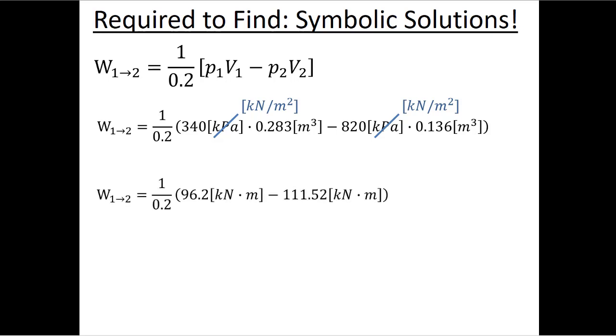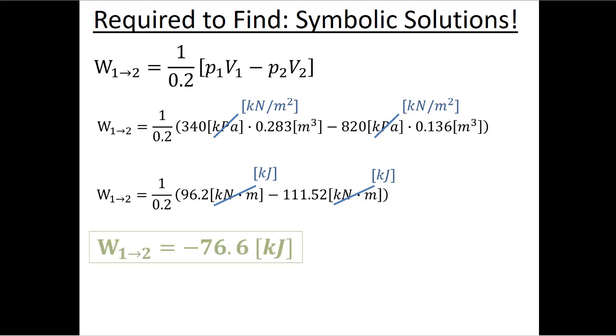And that means that as I'm carrying my units through, I see that both of these terms in my bracket are kilonewton meters. Now I remember that a newton meter is a joule, so a kilonewton meter must be a kilojoule. So when I do this, I see that the work, as I go from 1 to 2, is negative 76.6 kilojoules. So does that make sense?